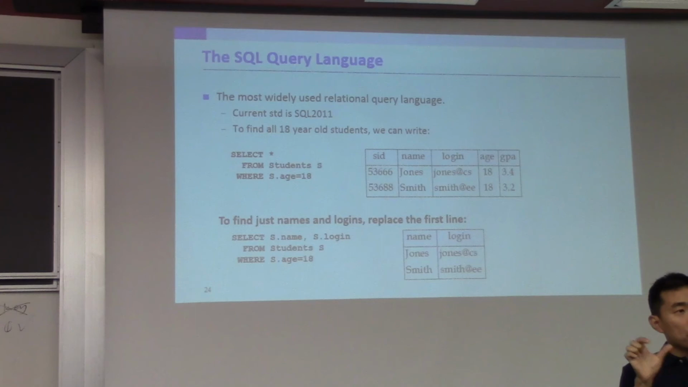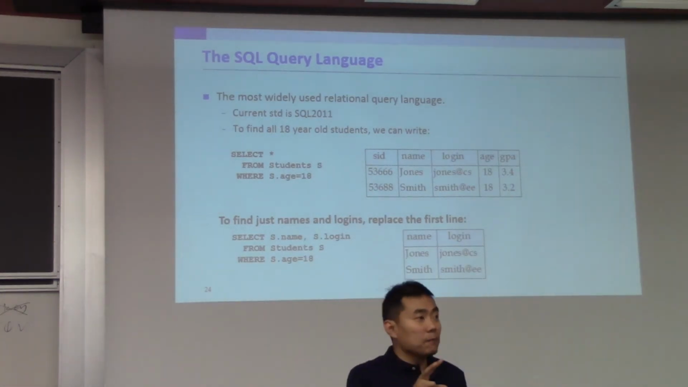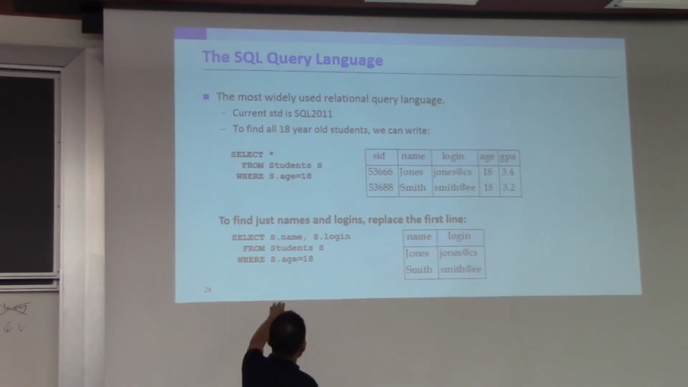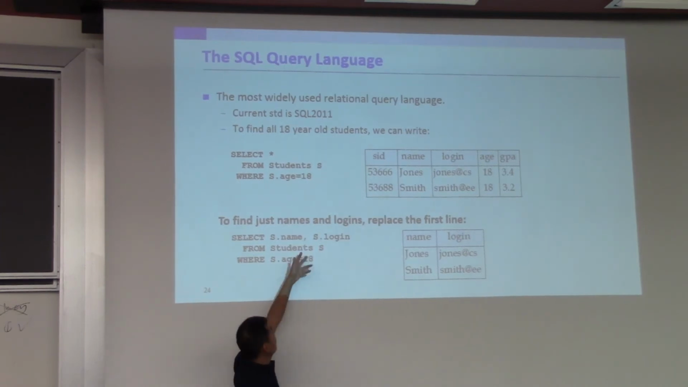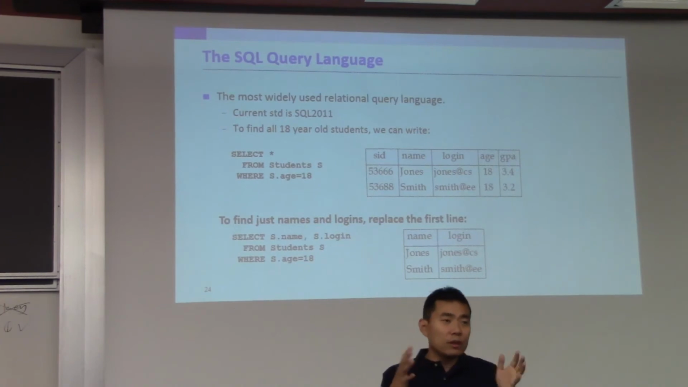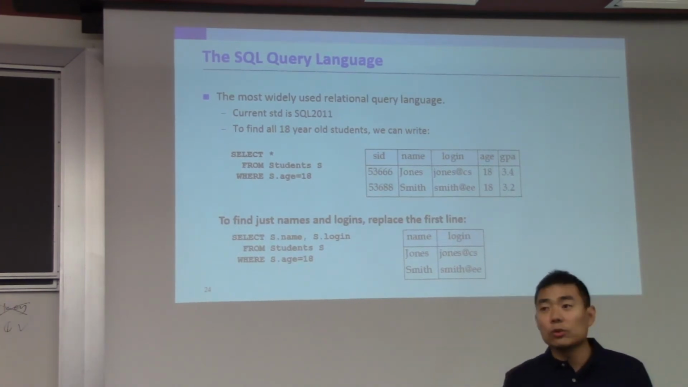which is that this language specifies what you want, but not how you do it. For example, you only tell the database system, I'm looking for students aged 18 with these two attributes. If you think deeper about it, you're not really telling the underlying system how to go about doing this.